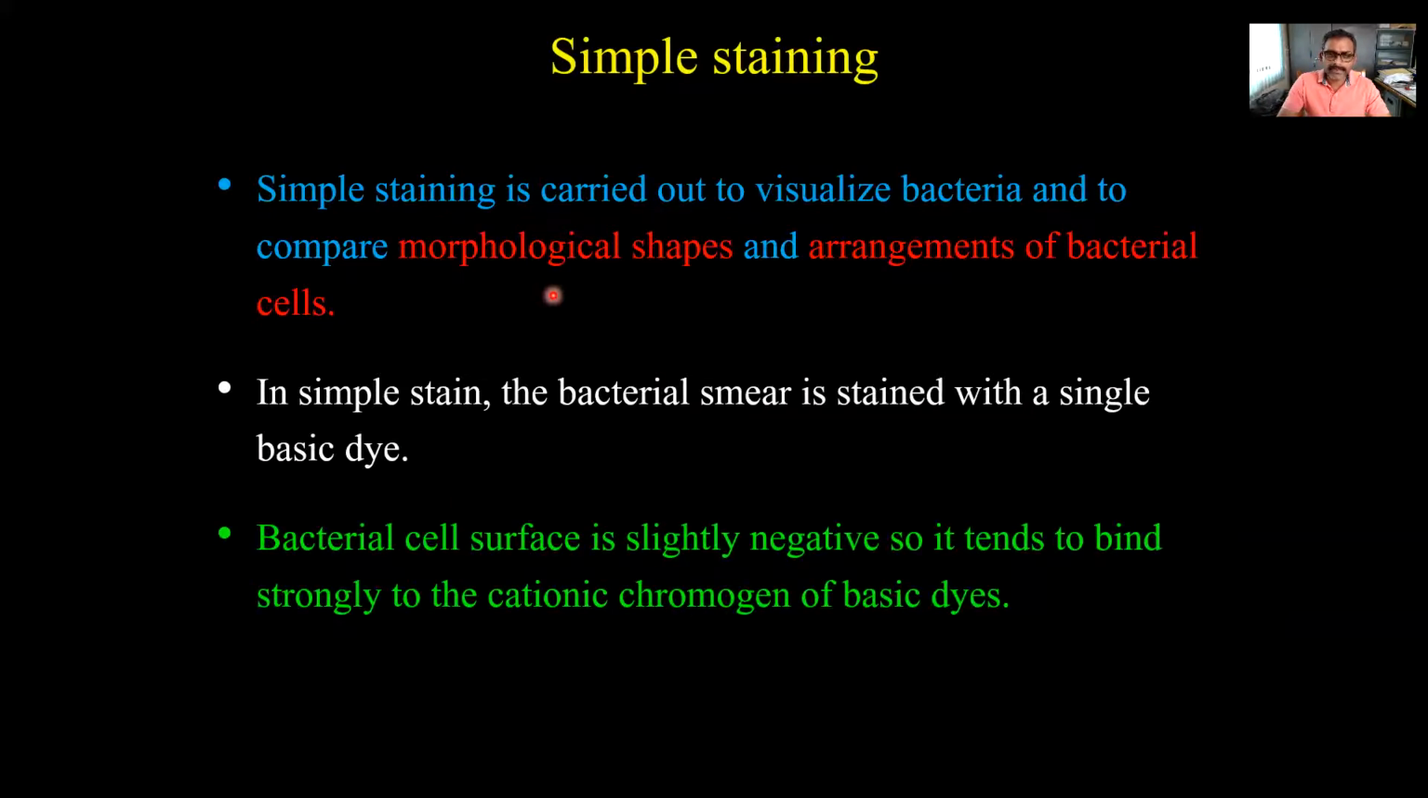Now we will study the method of simple staining. In simple staining, as I said earlier, we stain with a single stain. The purpose of simple stain is just to visualize the shape of the bacterial cell and the arrangement of cells. Apart from studying the shape and arrangement of cells, we can also measure the length, width, or size of the bacterial cell.